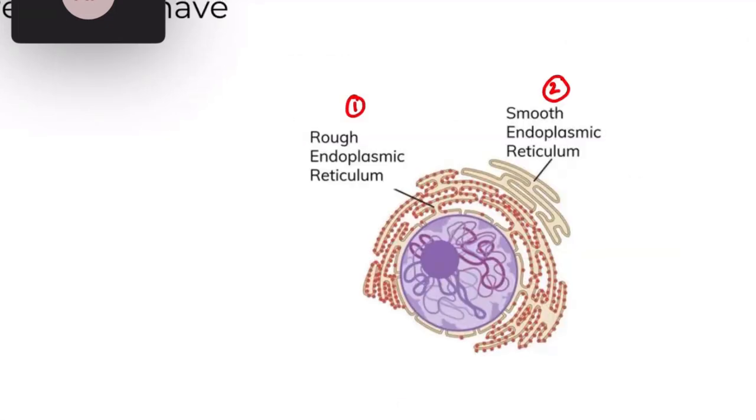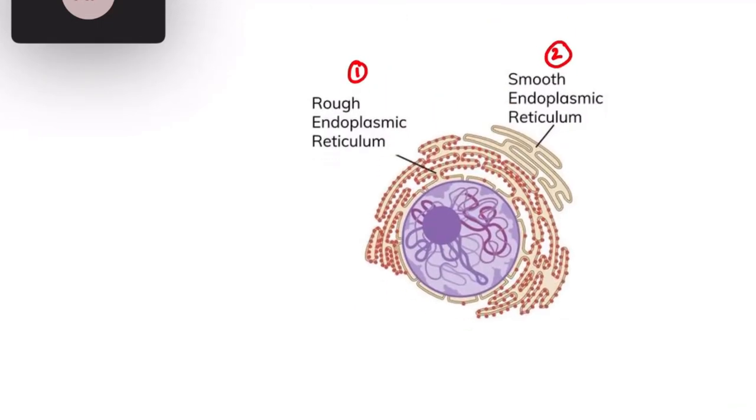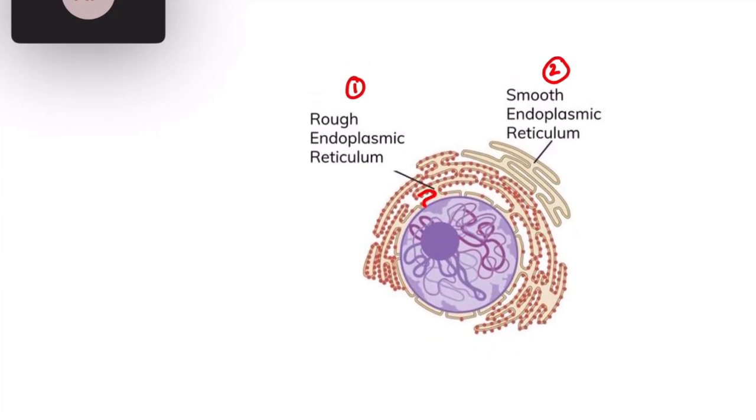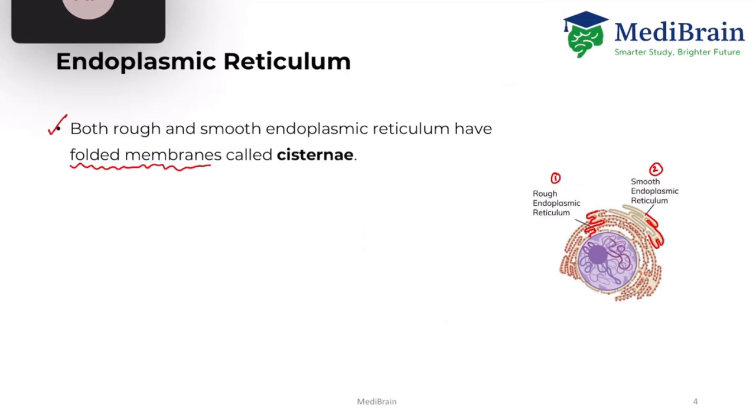Okay, so over here, as you can see, we've got the rough endoplasmic reticulum, and it has these sort of wonky membranes. Over here, if I just do like that, that's a wonky membrane. That's called the cisternae. And over here, the smooth endoplasmic reticulum also has that cisternae. It also has those wonky membranes. Okay, so that's what is meant by cisternae.